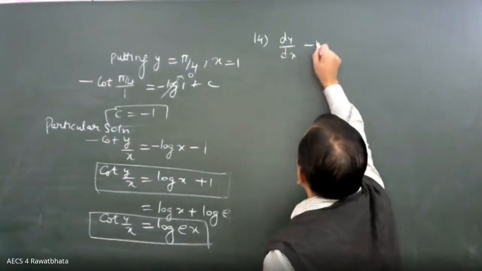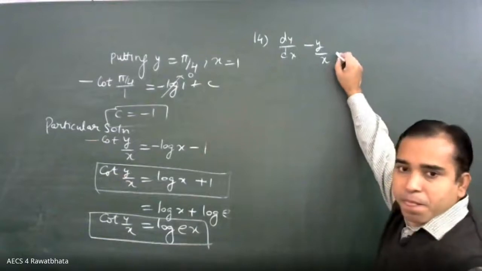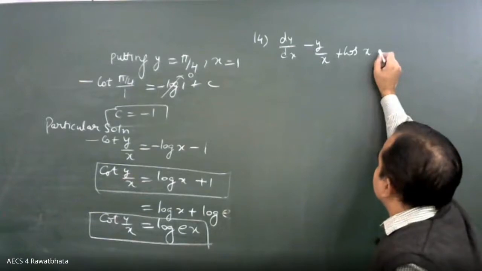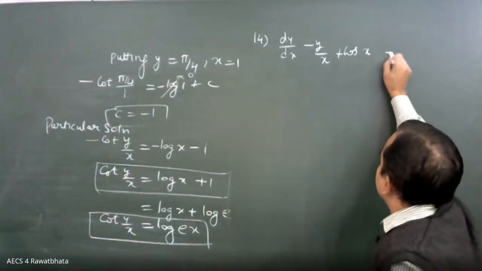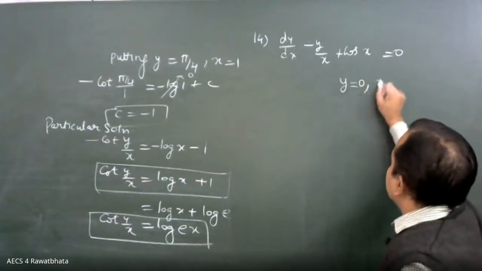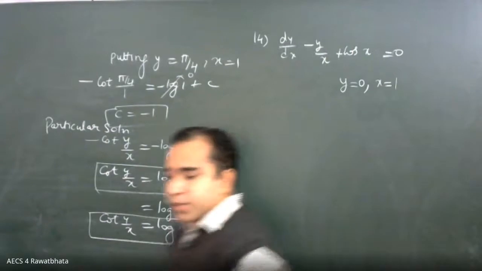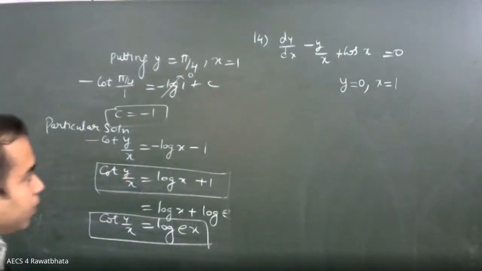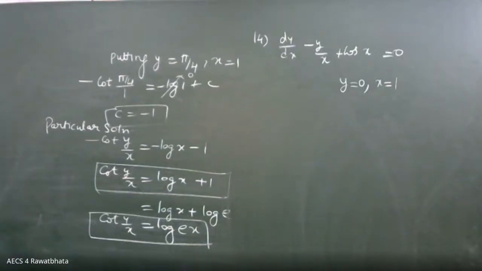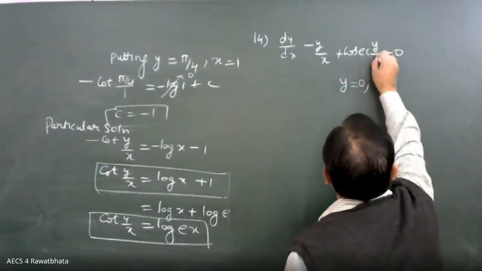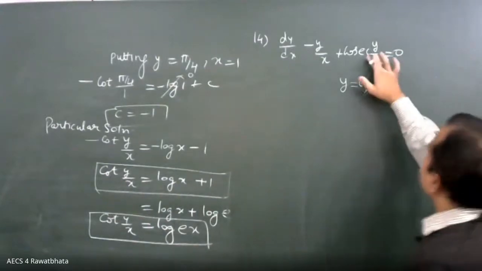Minus y by x. Plus cos x. Check. I have written correct on the board. Check. Sir, is it cos x y by x? Cosec y by x. Now is it right? Yes, sir. Cosec y by x, is it right?